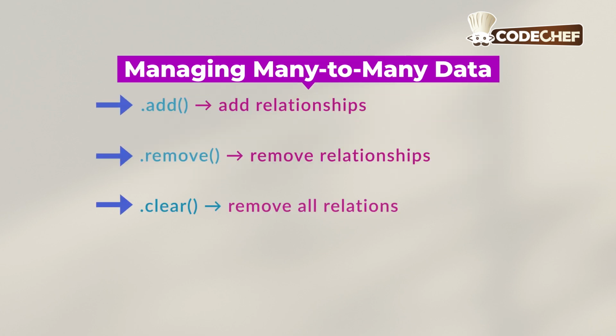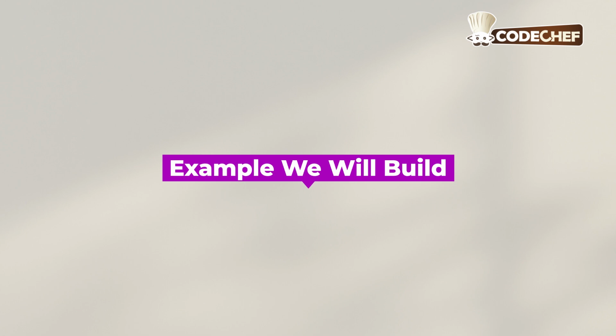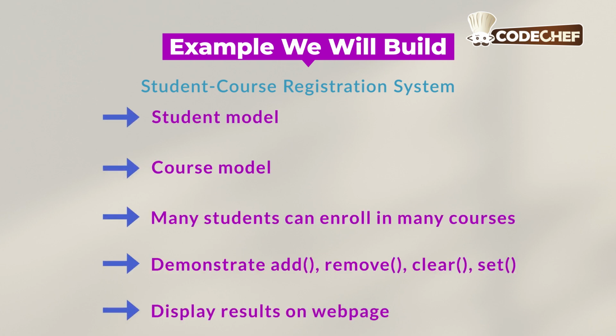Now Django gives us extremely powerful helper methods for managing many-to-many data. We can add, remove, clear, or replace relationships using these simple functions as shown. And Django automatically creates a reverse relationship so we can jump from one model to the other. We'll see all this in the example that we will take. We'll build a student course registration system on the CodeChef platform. This will demonstrate all the useful operations we can perform with many-to-many fields. So let's head over to the CodeChef platform.